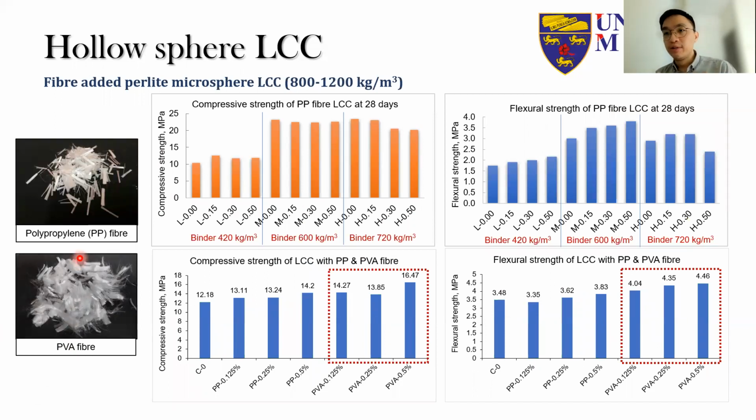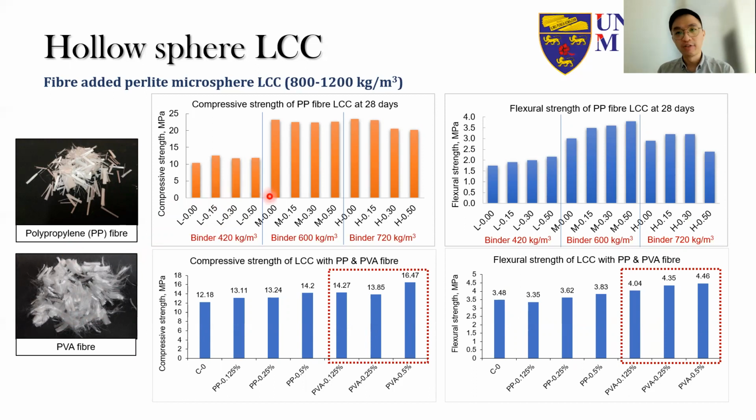Similar to most commonly available lightweight concretes, the brittleness of lightweight concrete is also an issue, or rather a consideration. So we tried the use of fibers to improve the mechanical strength of the Perlite microsphere LCC. Because when we made this Perlite microsphere LCC, the density is also at the lower range, the brittleness is also going to be our consideration. So we tried PP fibers and also PVA fibers.